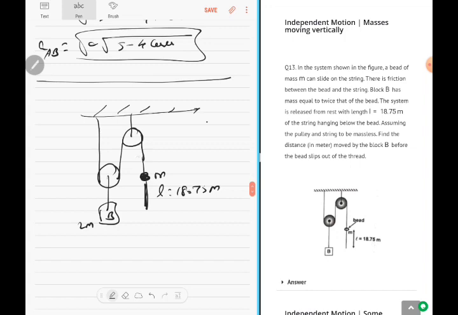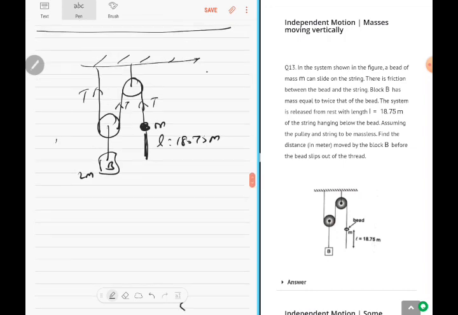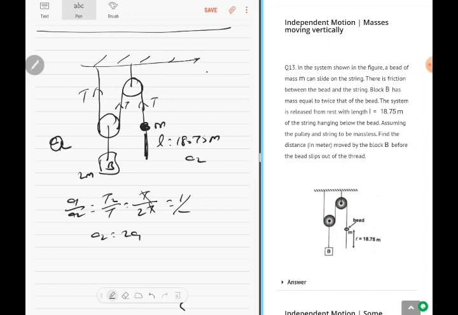So let's mark the tension. It's the same rope, so T and T. Let's call this a1 and this a2. So a1 by a2 is equal to T2 by T1, which is T by 2T, and T gets cancelled. So you know that a2 is 2 times a1. Since a2 is 2 times a1, if I call this a, this is going to become 2a. So that is the first part.